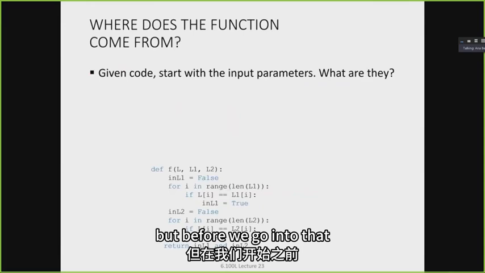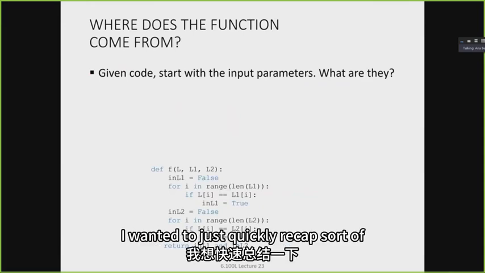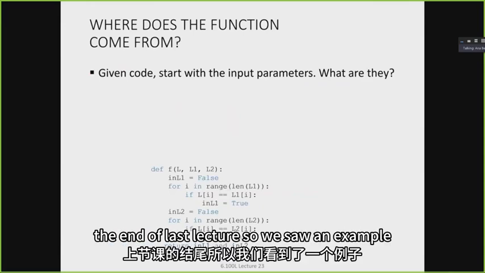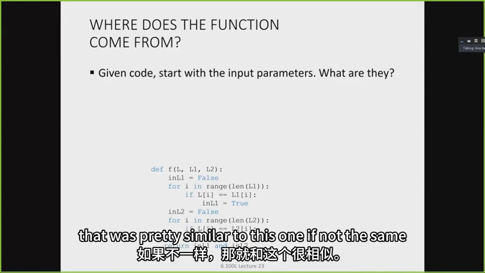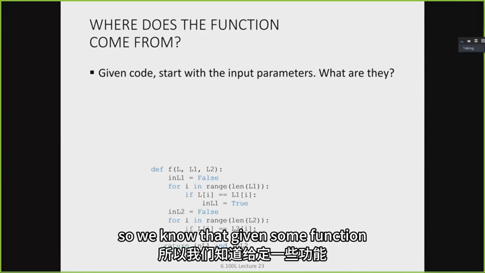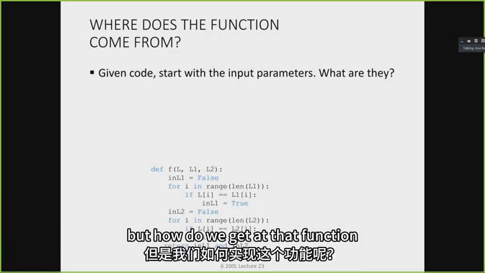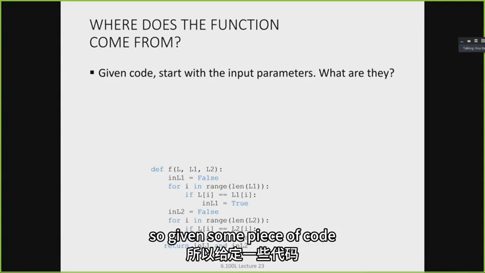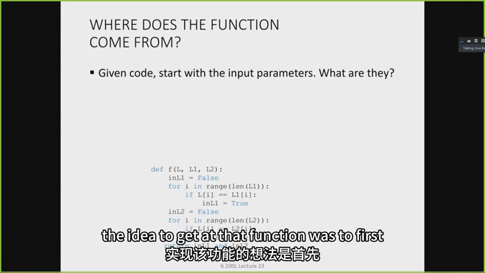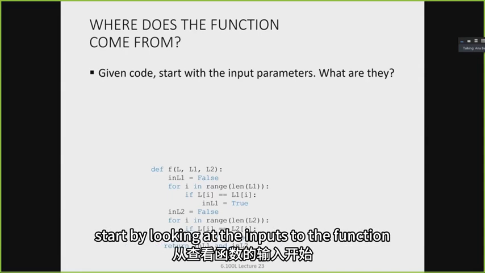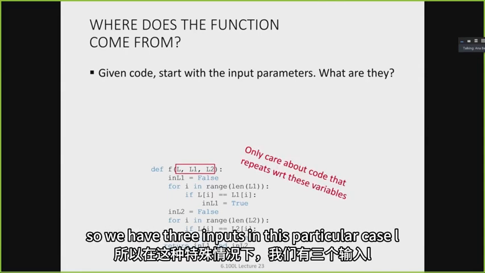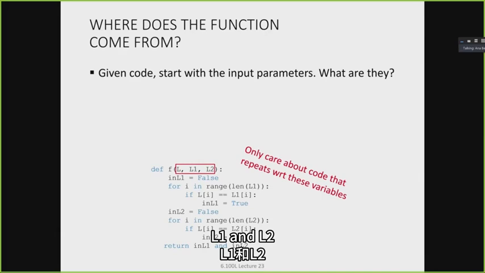But before we go into that, I wanted to quickly recap the end of last lecture. We saw an example that was pretty similar to this one, if not the same. Given some function, we can grab the theta of that function by focusing on the dominant term. But how do we get at that function? Given some piece of code, the idea was to start by looking at the inputs to the function. We have three inputs in this particular case, L, L1, and L2.